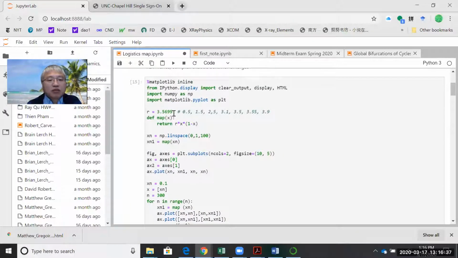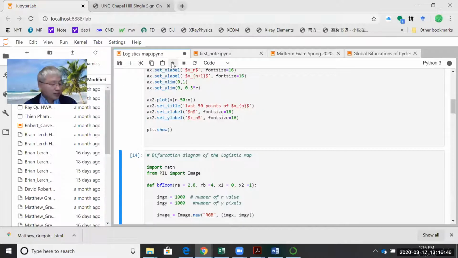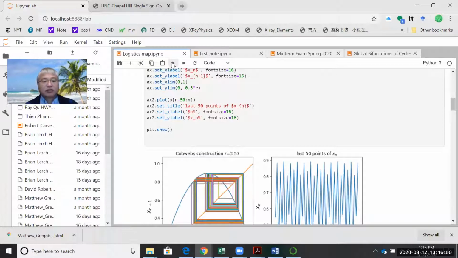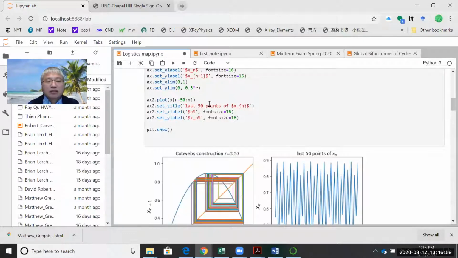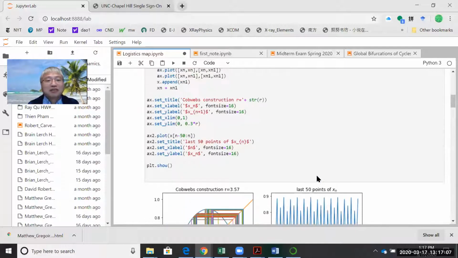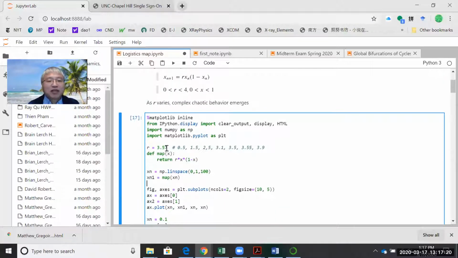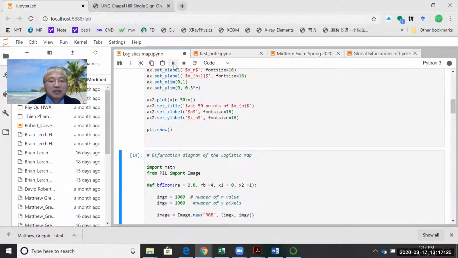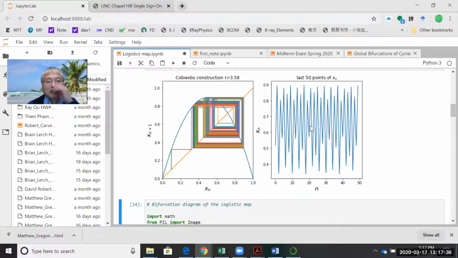Now let's go beyond this. So once you go beyond this, let's say 3.57, that is in a chaotic regime. Let's see. Wait a second. It looks like it's still periodic behavior. Maybe I didn't run long enough. Let's do 3.58, for example. I think I will need to run this for a longer period of time.